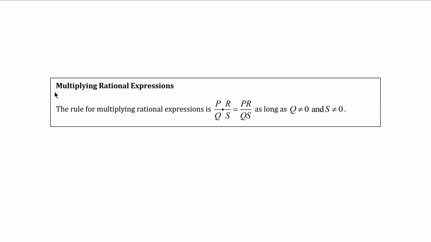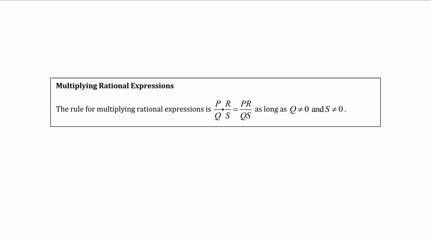Next, we're going to talk about multiplying rational expressions. The rule for multiplying rational expressions is p divided by q times r divided by s is equal to pr divided by qs, as long as q is not equal to 0 and s is not equal to 0.